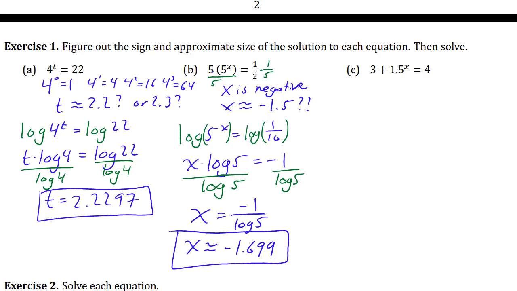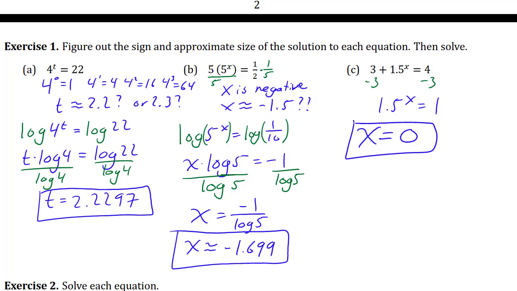Sounds good. Okay, for this one, let's see. I'm going to subtract the 3 from both sides first. And now we can think about what is the sign of x? Is x positive or negative? Well, if x is positive, 1.5 to the x is going to be bigger than 1. If x is negative, 1.5 to the x is less than 1. If x is 0, then it's equal to 1. So that's the sign of x: it's neither positive nor negative, it's just 0. And that's also the solution to the equation itself, because anything to the power 0 is 1.